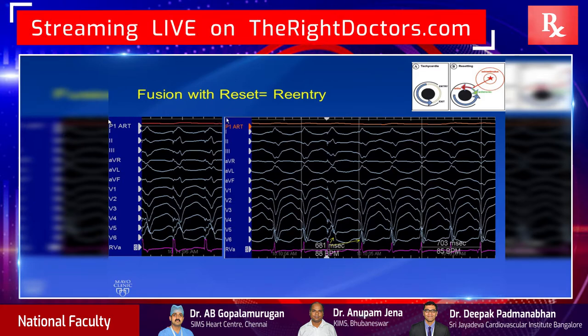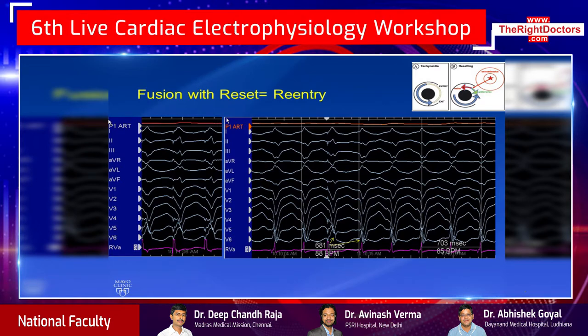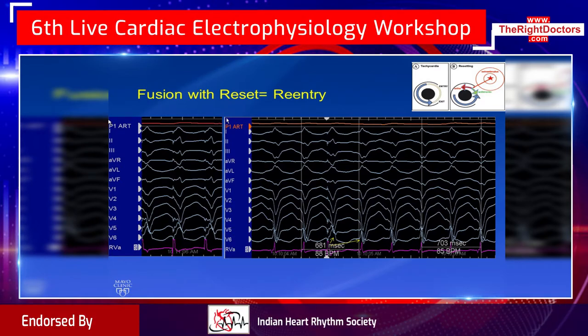You can see that in aVF during pacing, it's a little positive and then negative. During tachycardia, it's completely negative. And when you deliver the PVC, it's a combination of the two. So that's the fusion part of it. And that's caused by the antidromic wavefront penetrating the circuit.